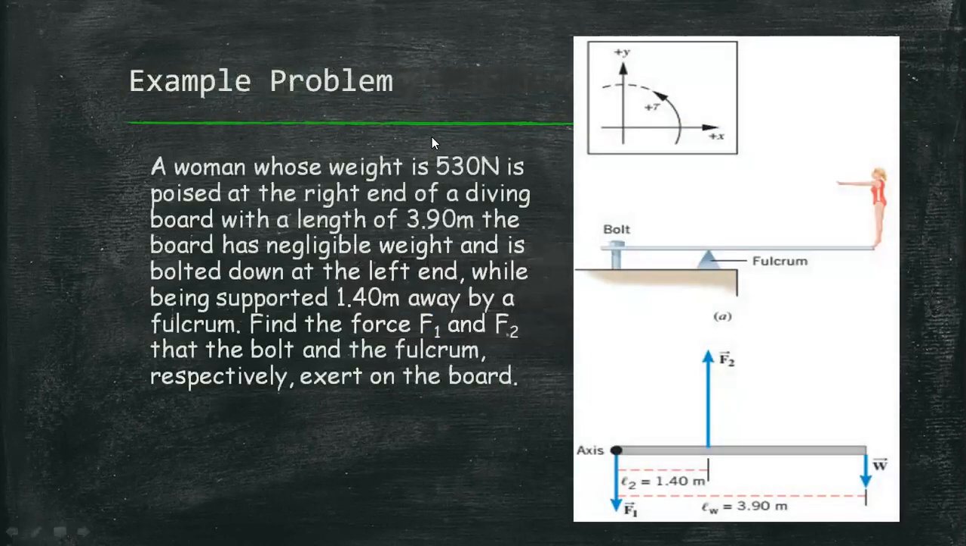Okay, so let's have an example problem. A woman whose weight is 530 Newton is poised at the right end of a diving board with a length of 3.9 meters. The board has negligible weight and is bolted down at the left end, while being supported 1.4 meters away by a fulcrum. This is the fulcrum, the triangle. Find the forces F1 and F2 that the bolt and the fulcrum respectively exert on the board.